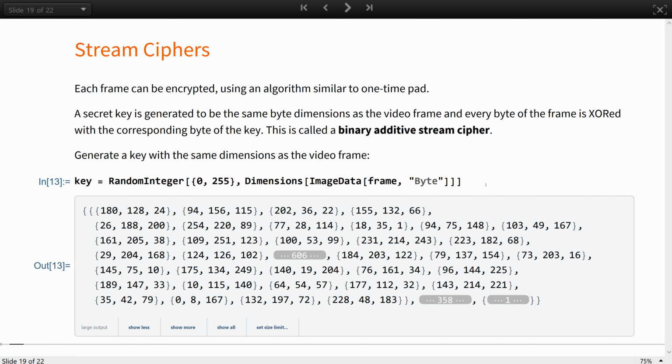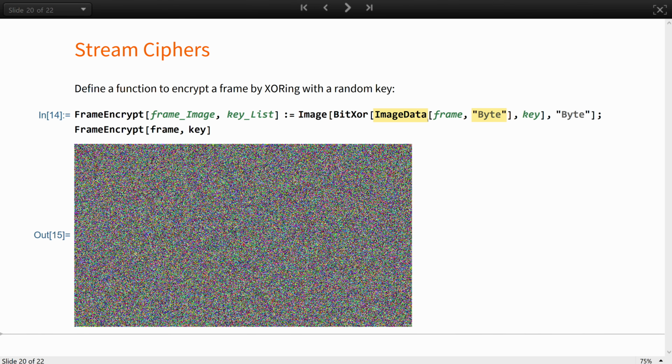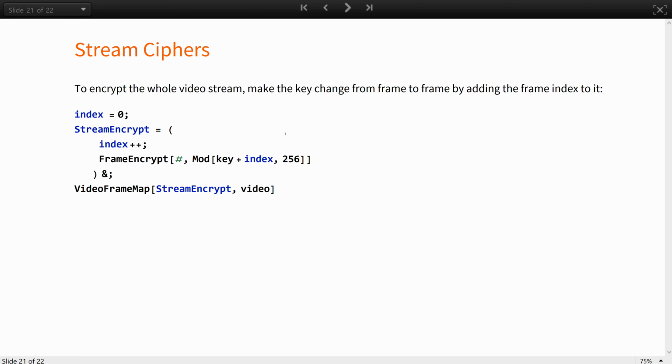Generate a key with the same byte dimensions as the video frame, and define a function to encrypt a frame by XORing it with the random key. Take the image data bytes of the frame and apply bit XOR to every byte and convert it back into the image object. As you can see, the encrypted frame bears no resemblance to a bird. To encrypt the whole video stream like this, make the key change from frame to frame by adding the frame index to it. Here is the encrypted video. You can see that something is moving, but you cannot quite grasp what it was.